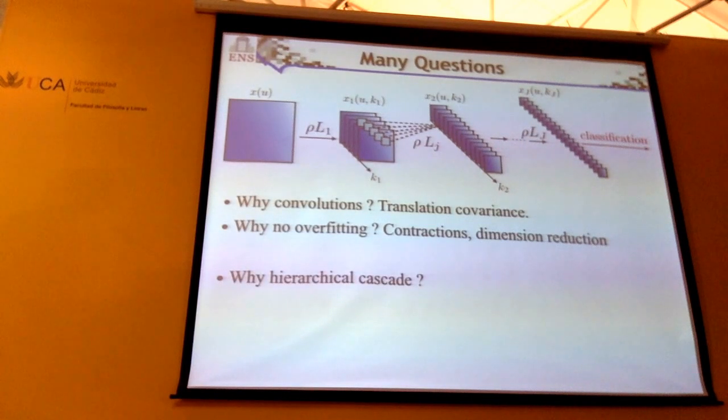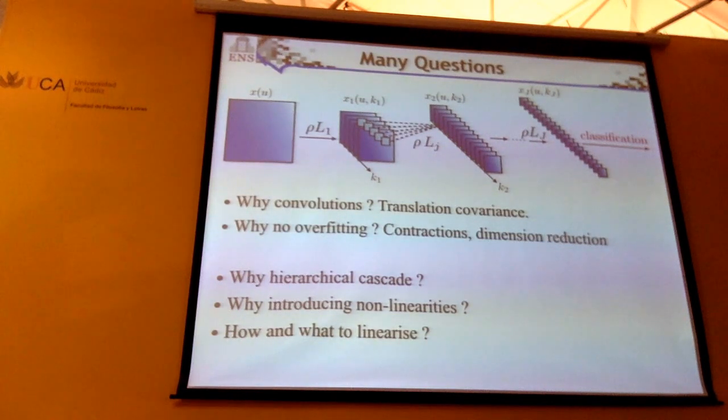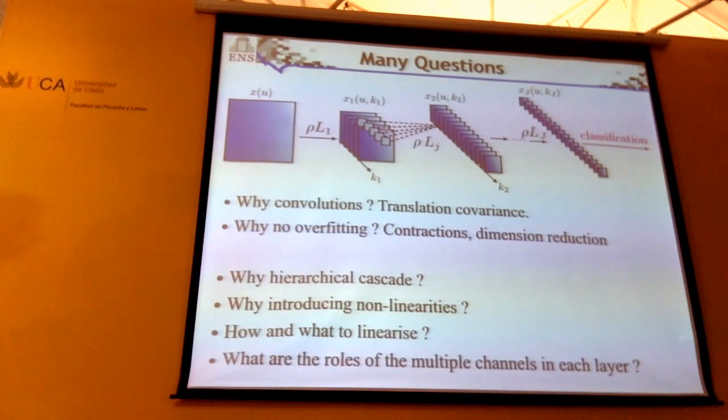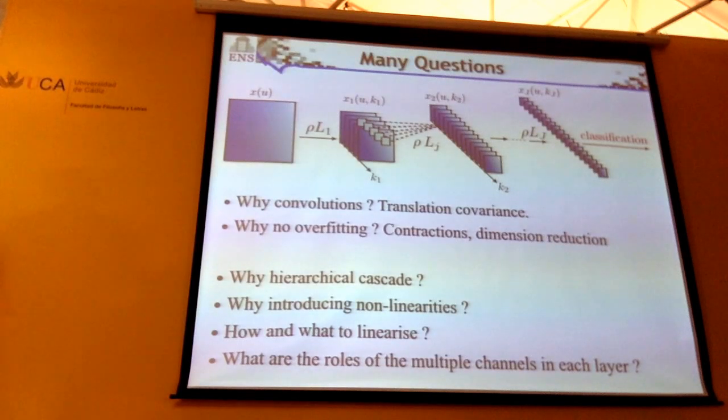Now, there are many questions which are much less clear. So why do you need to have a hierarchical cascade as opposed to a single layer network, which is a question that constantly comes back? What is the role really of these nonlinearities? We've seen that there is a type of linearization phenomenon that I'll come back to. What is the nature and how does it appear? And what's really the role of all these channels? What is the role of these linear operators?